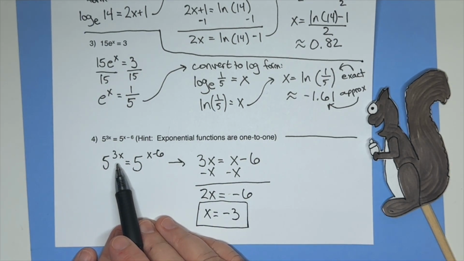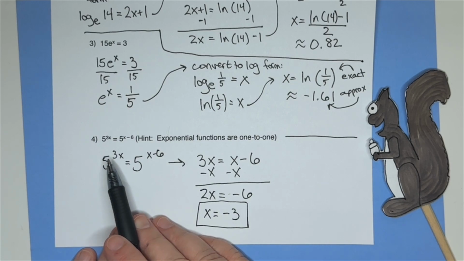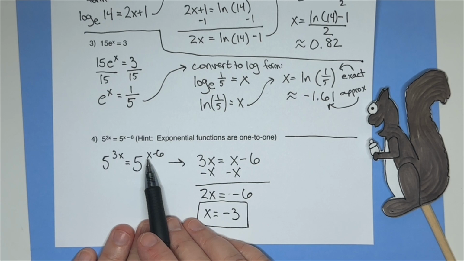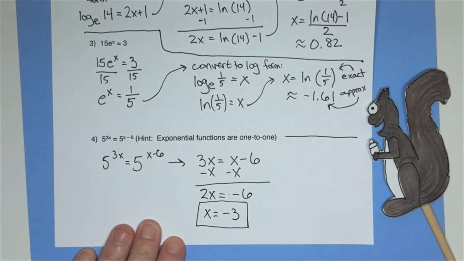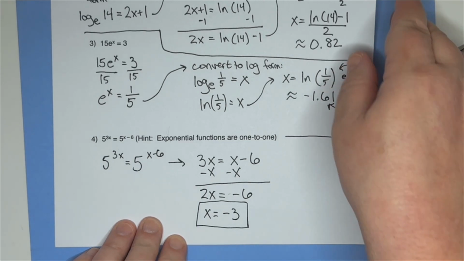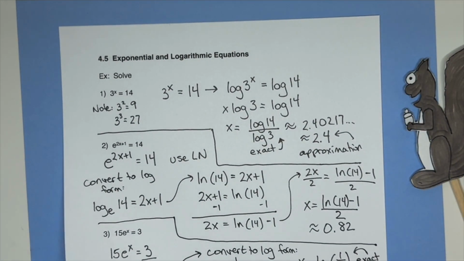If you plug in x, over here you get 5 to the negative 9th. If you plug in x equals negative 3 over here, you get 5 to the 9th. Woohoo! Nicely done.